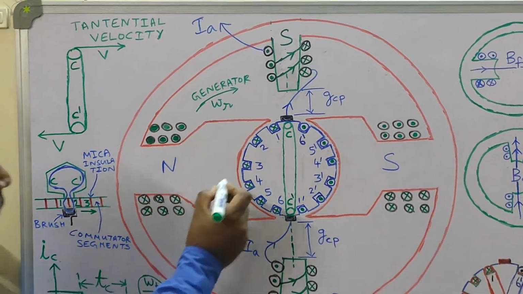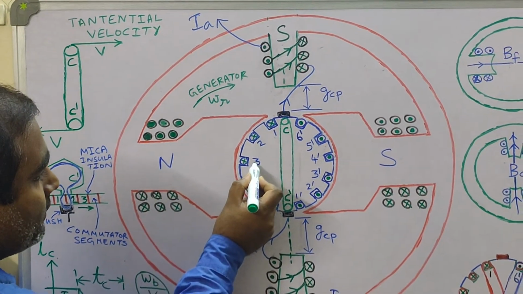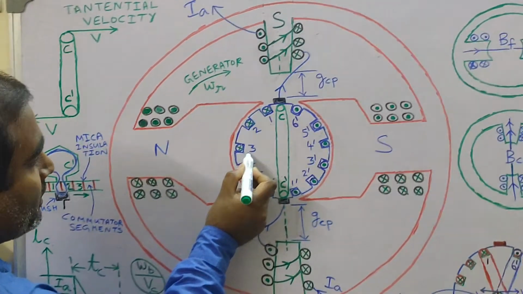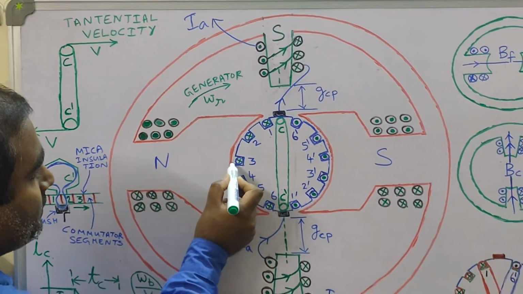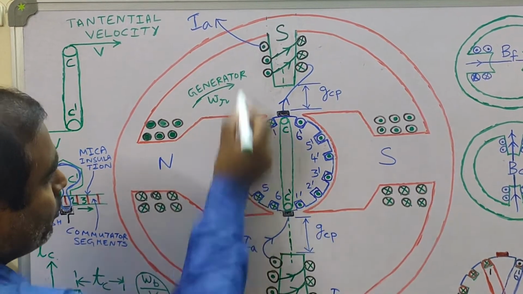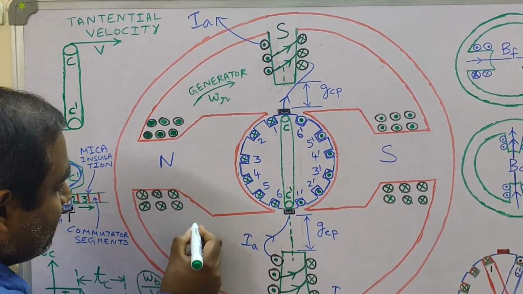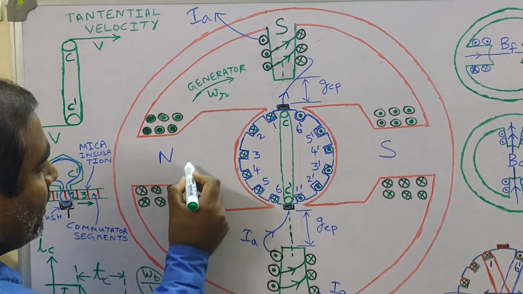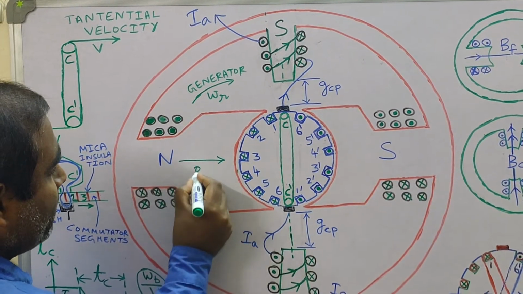Fleming's right hand rule. See, if you consider conductor 3, what is the tangential velocity? It is rotating in the clockwise direction, so the tangential velocity for conductor 3 will be upwards. So this is the tangential velocity of conductor 3. What is the direction of the magnetic flux density vector BF?